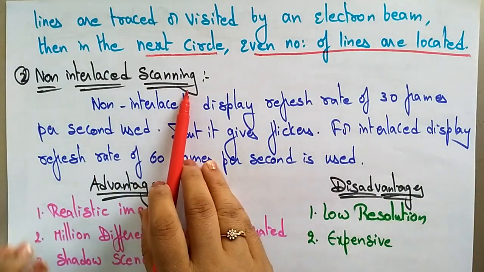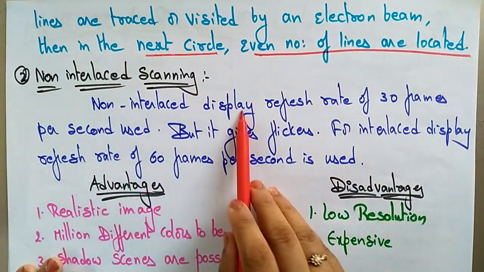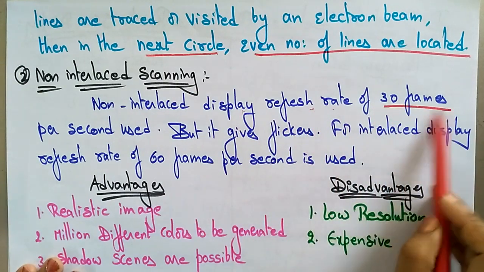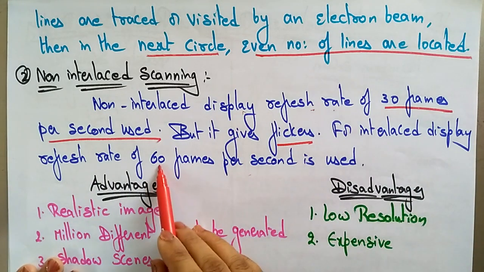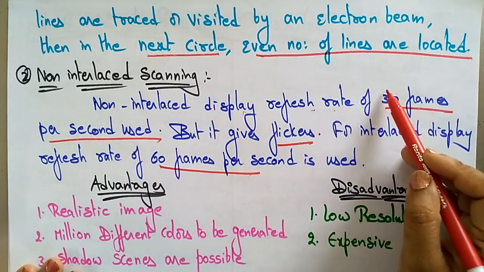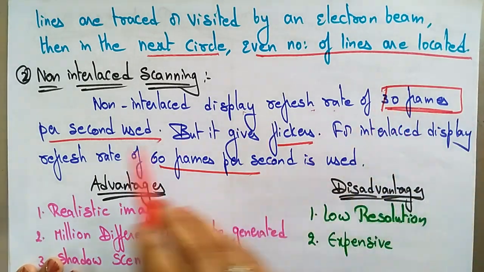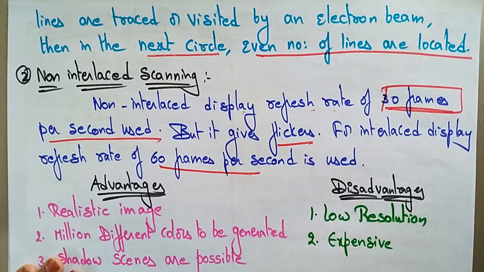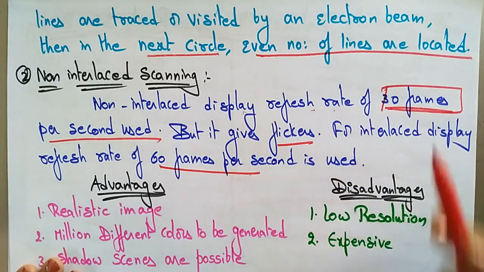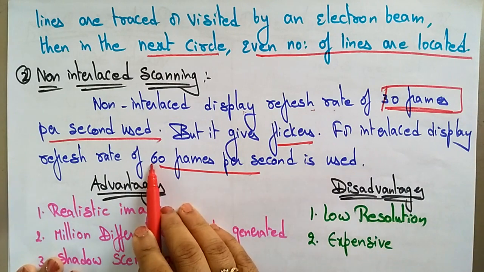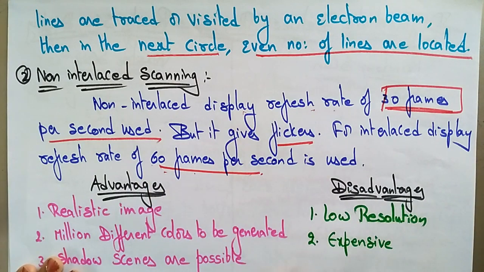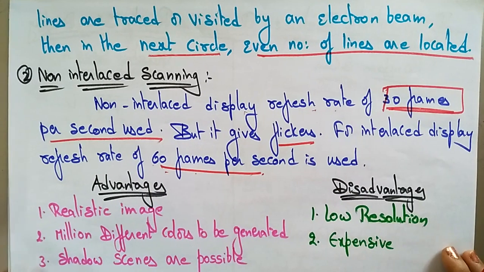In non-interlaced scanning, a display refresh rate of 30 frames per second is used, but it gives flickers. For interlaced display, a refresh rate of 60 frames per second is used. In non-interlaced, only 30 frames per second is used, and if you use 30 frames per second, it flickers. So in interlaced display, we use a refresh rate of 60 frames per second to overcome that disadvantage.